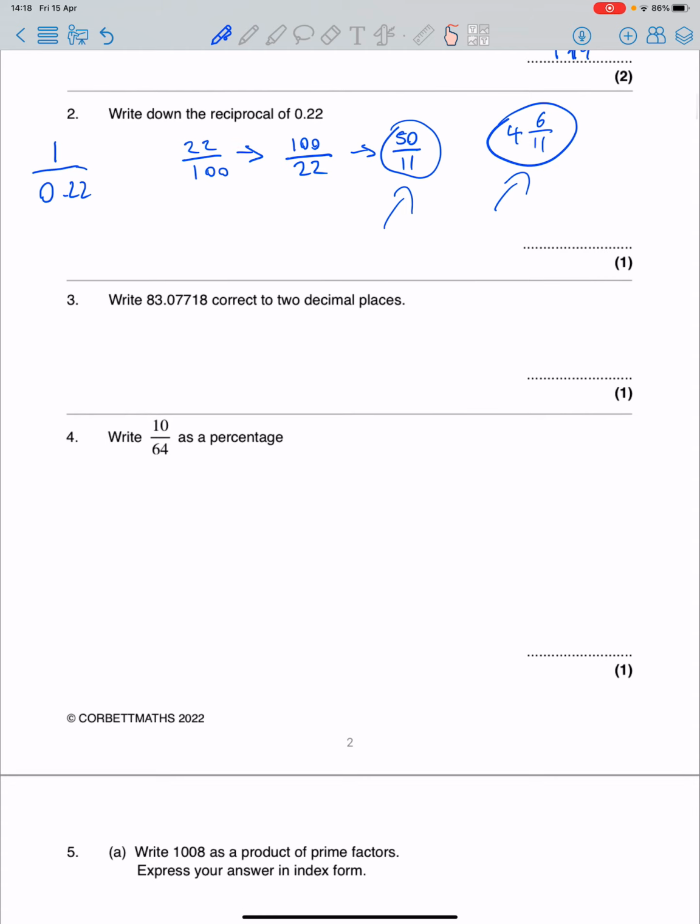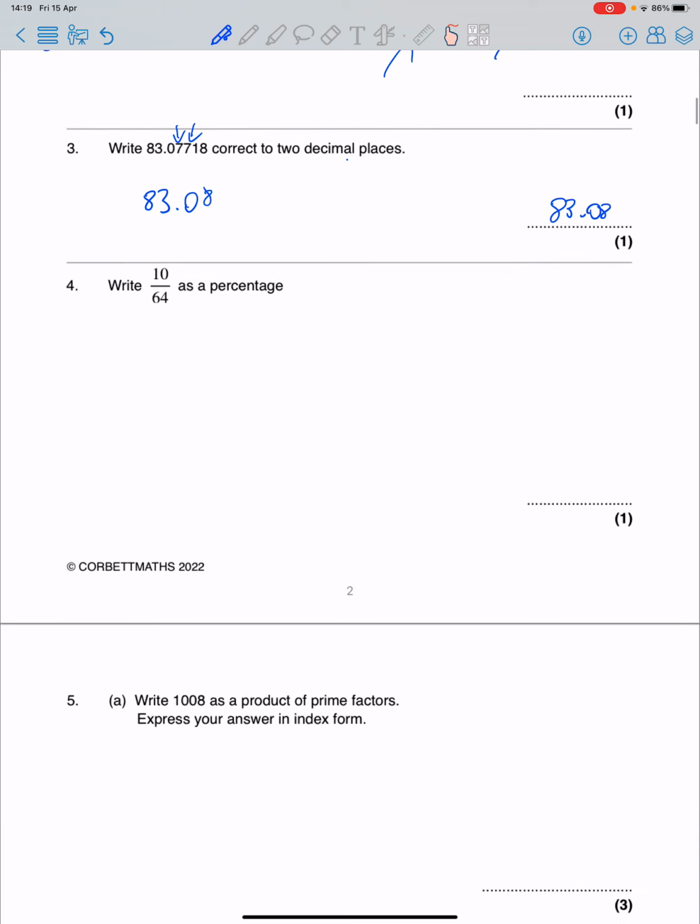Next, write 83.07718 correct to 2 decimal places. So 83.0. Now we have to ask ourselves, is this 7 going to stay the same or is it going to go up? Well, the number next to it is a number that is 5 or more. Therefore, this 7 is going to round up to an 8. So 83.08.